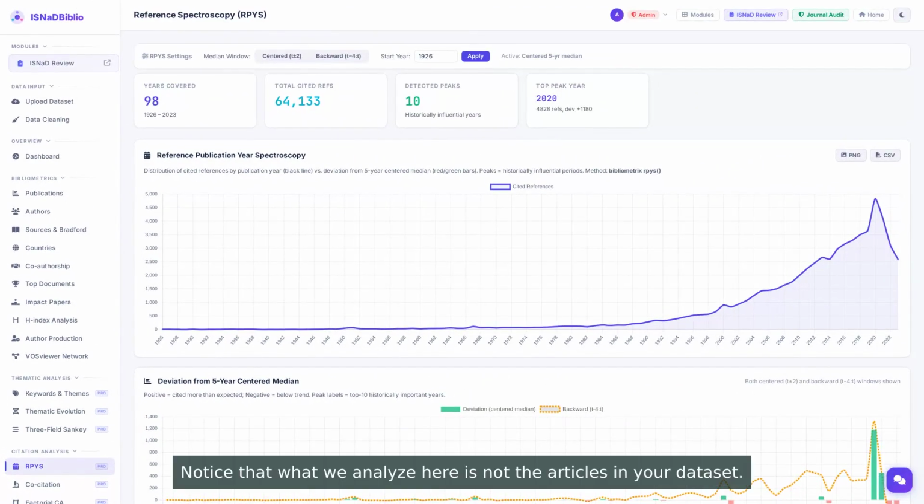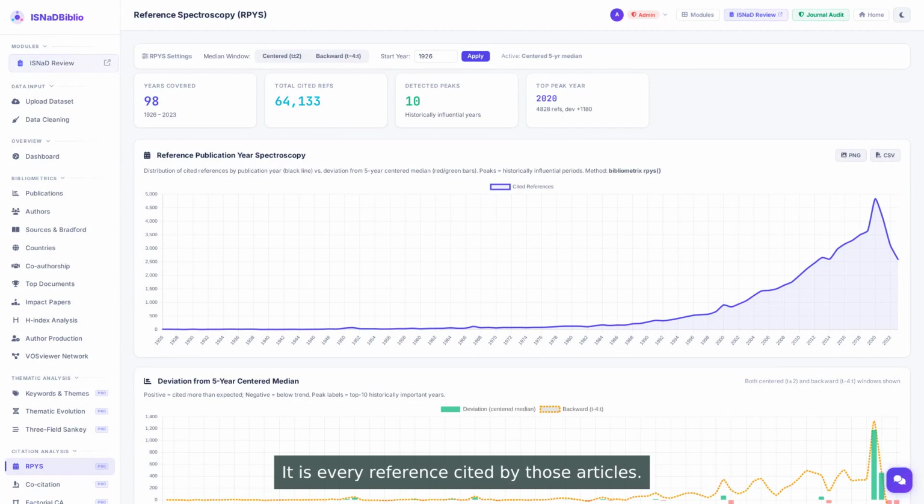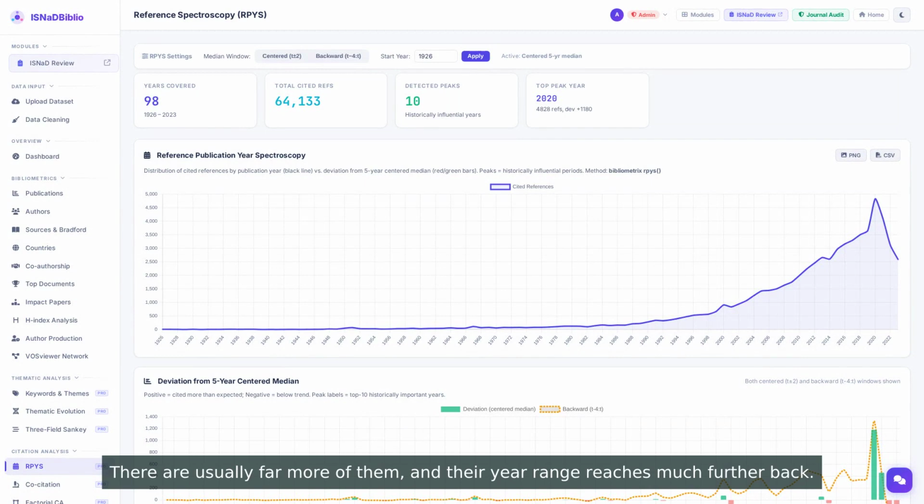Notice that what we analyze here is not the articles in your dataset. It is every reference cited by those articles. There are usually far more of them, and their year range reaches much further back.